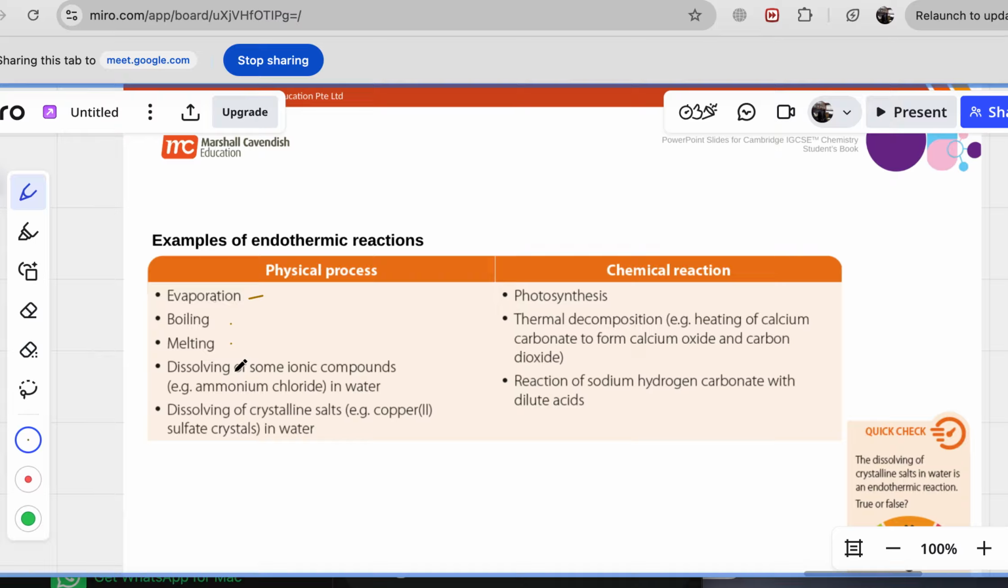Dissolving some ionic compound like ammonium chloride in water. Ionic compounds, when you dissolve them in water, are endothermic. These are physical processes. Dissolving crystallized salts, also copper 2 sulfate in water, they are all endothermic reactions.